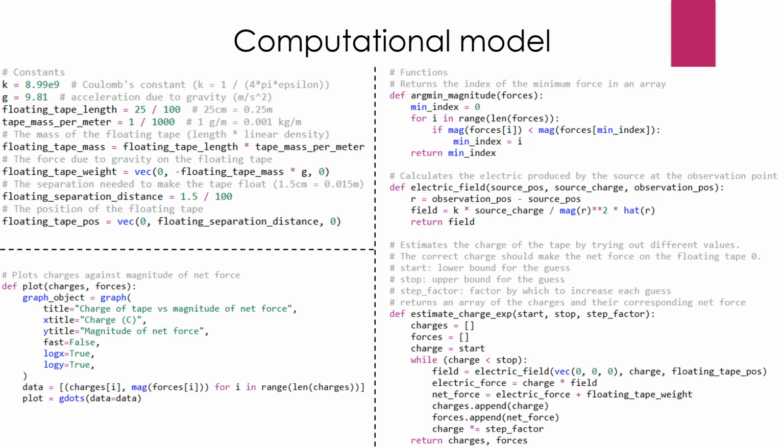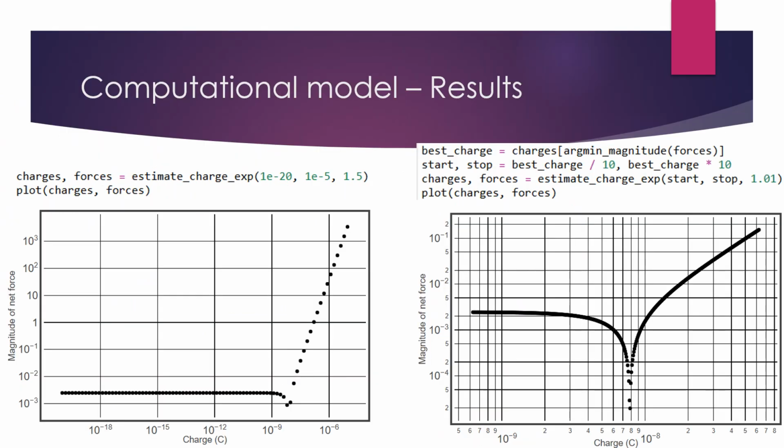In the top left, I define various constants, such as Coulomb's constant, acceleration due to gravity, the tape's length, and its weight force. In the bottom left, I wrote a utility function to plot charges on the x-axis and forces on the y-axis using logarithmic scales. In the right, I define the various functions. The electric field function calculates the electric field produced by the source charge at the observation position. The estimate charge exp function determines the net force on the hanging tape by trying out various values for the charges of the tape using an exponential step.